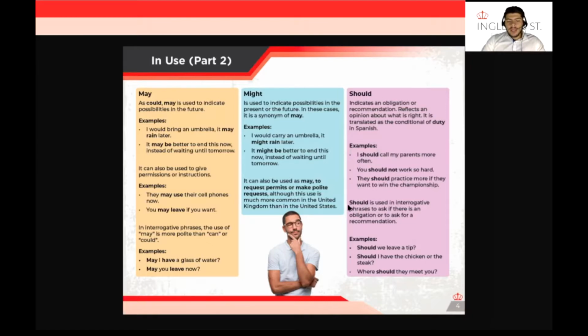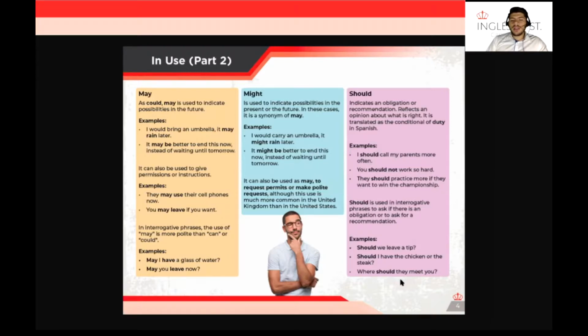Then we continue. Should is used in interrogative phrases to ask if there is an obligation or to ask for a recommendation. For example, should we leave a tip? Should I have the chicken or the steak? Where should they meet you? So we're asking for the best option. That's the idea. When we use should in interrogative, it's like what is the best option, or what do people do, etc.